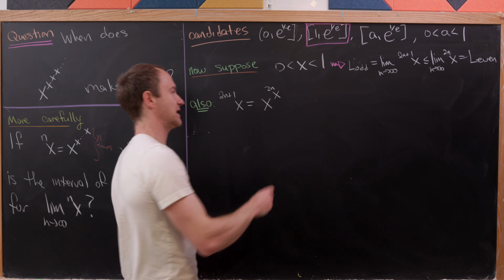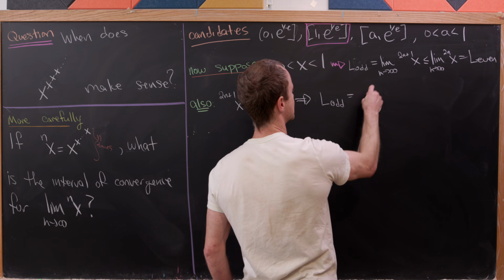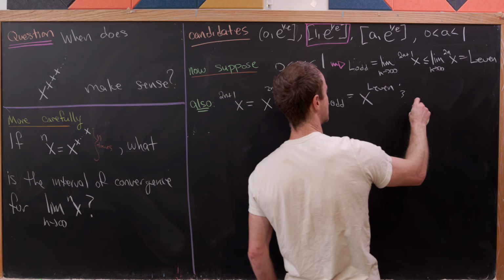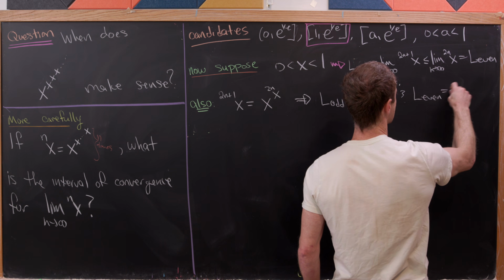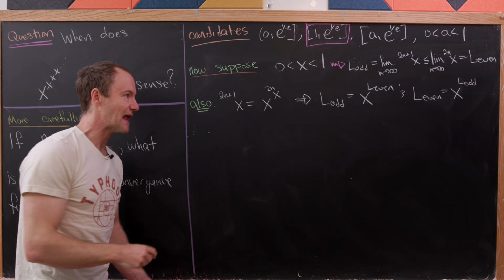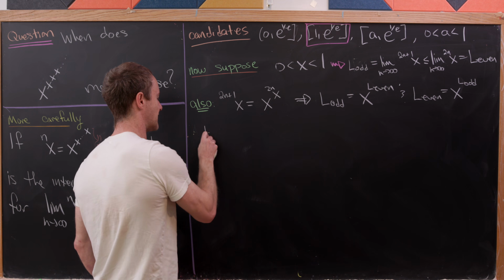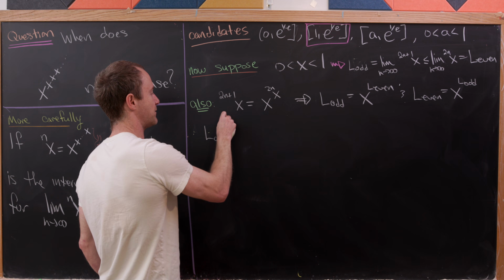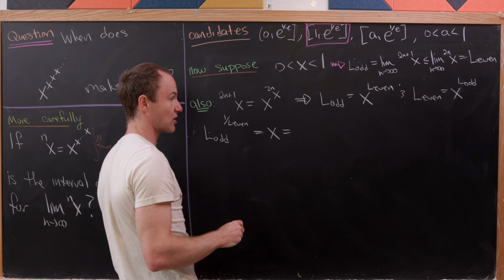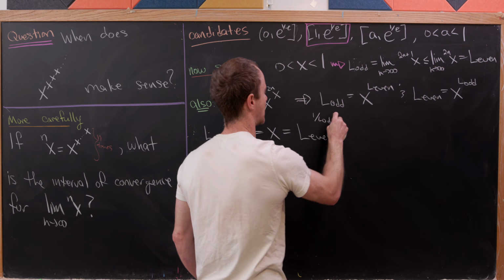But now we can take the limit of both sides of this, and we'll see that L sub odd is equal to x to the power L sub even. And then via a similar analysis, we'll see that L sub even is equal to x to the power of L sub odd. But now what I'd like to do is solve both of those equations for x, and we'll see that L sub odd to the power 1 over L sub even is equal to x, but in turn, that's equal to L sub even to the power 1 over L sub odd.